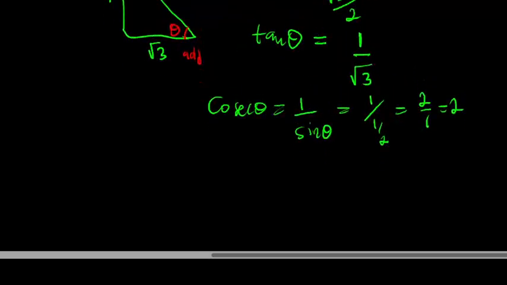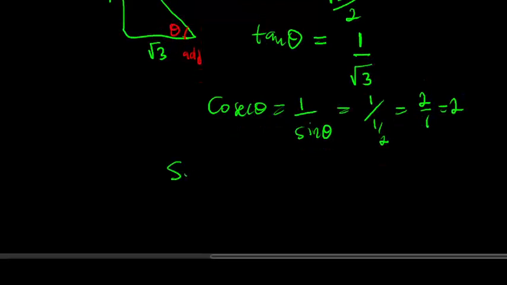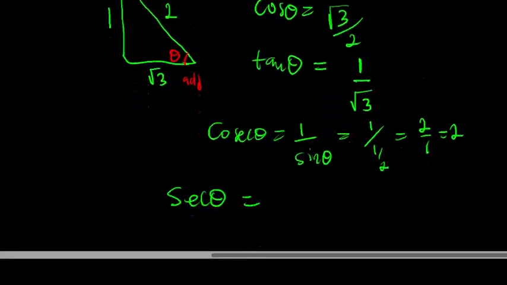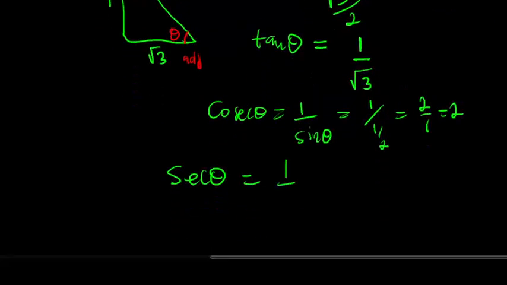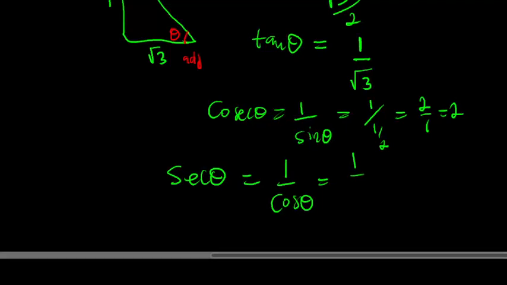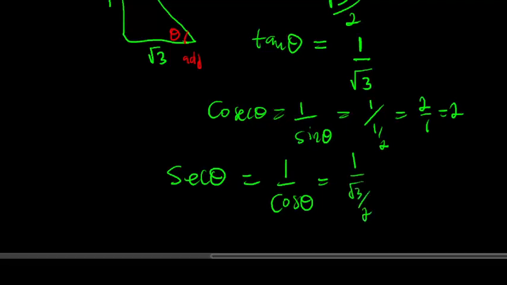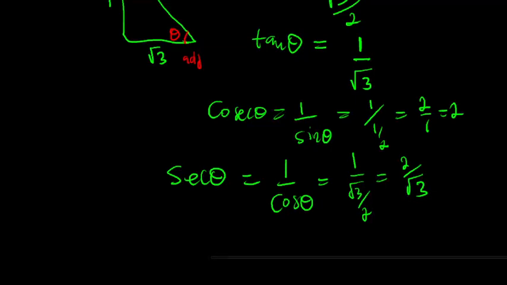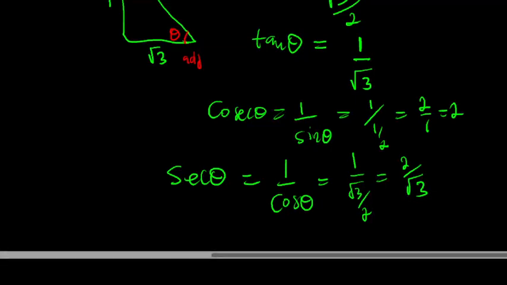Also, from cos, we can have sec theta as well. Sec theta is equal to 1 over cos theta, and that is 1 over root 3 over 2, and that's what? 2 over root 3. That is 2 over root 3, and 2 over root 3 is sec theta.